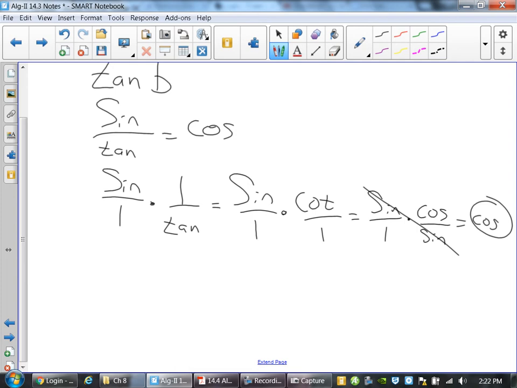I feel like we can do proofs with this stuff. This is a proof. It's a trigonometric proof, not like a two-column version of it. Yes, ma'am. Would we have to write out that whole thing for a problem? Yeah. Oh yeah.